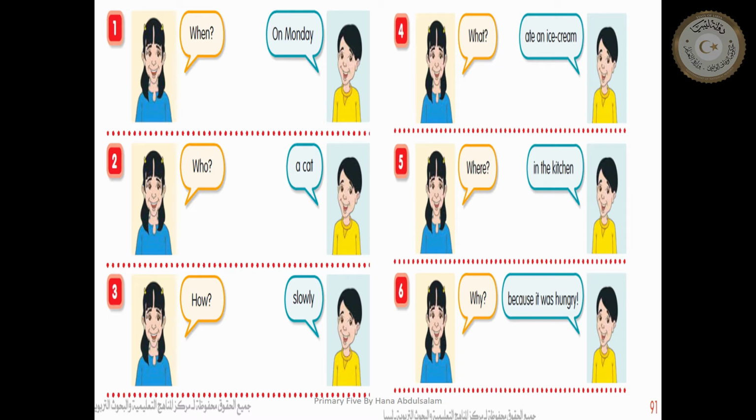Rana, who? Tariq, a cat. Rana, how? Tariq, slowly. Rana, what? Tariq, ate an ice cream. Rana, where? Tariq, in the kitchen. Rana, why? Tariq, because it was hungry. So now we are going to listen to Rana and Tariq. We are going to listen to this example.